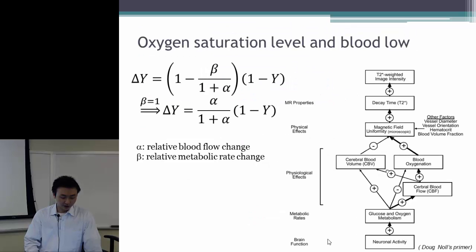And also, oxygen saturation level is, of course, a function of blood flow. If you have higher blood flow, but the brain is still using the same level of oxygen extraction, then you will, of course, have more oxygen left in the venous outcome. So the oxygen saturation is dependent on the blood flow. This is also the relation that we can use to estimate the oxygen saturation level in terms of the blood flow change.